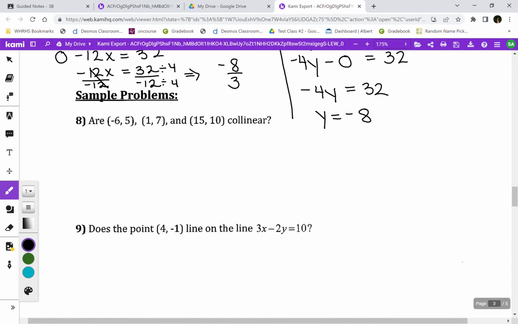So are these points collinear? Well, they'll be collinear if they exist on the same line. And if they exist on the same line, wouldn't they have to have the same slope between them? So that's how we would figure this out. We're going to write: check to make sure same slopes.